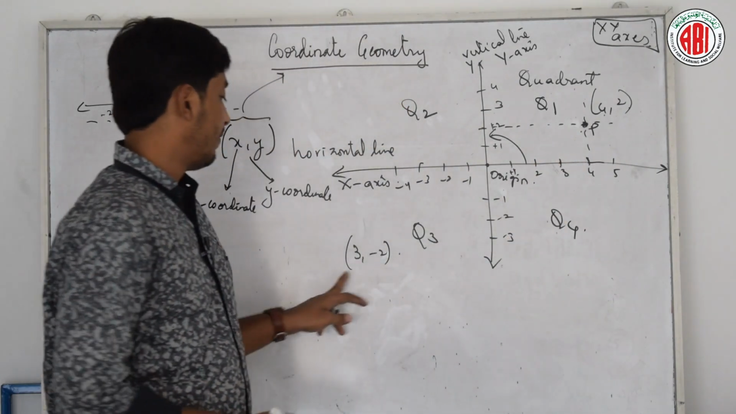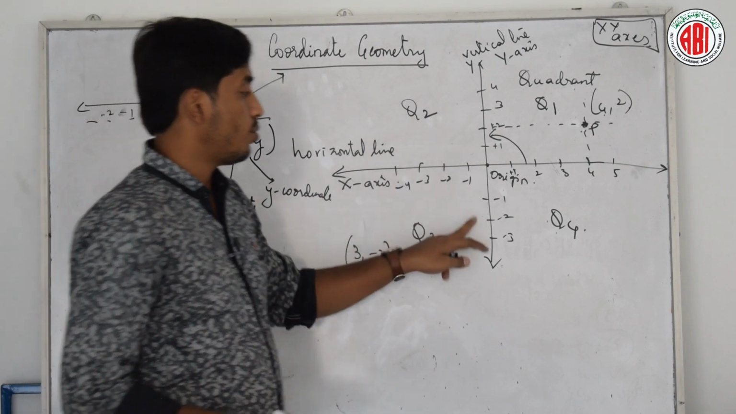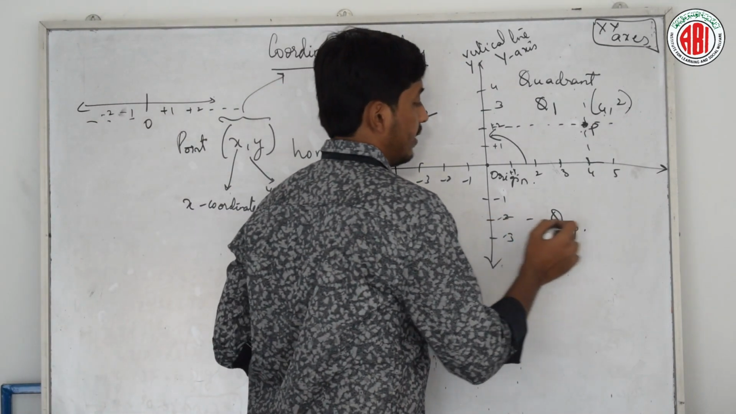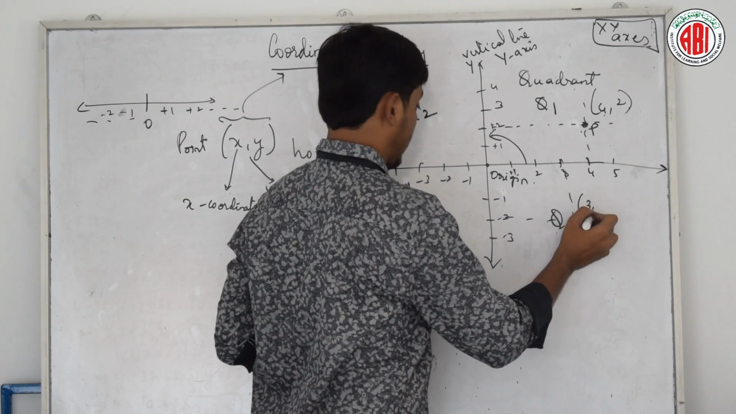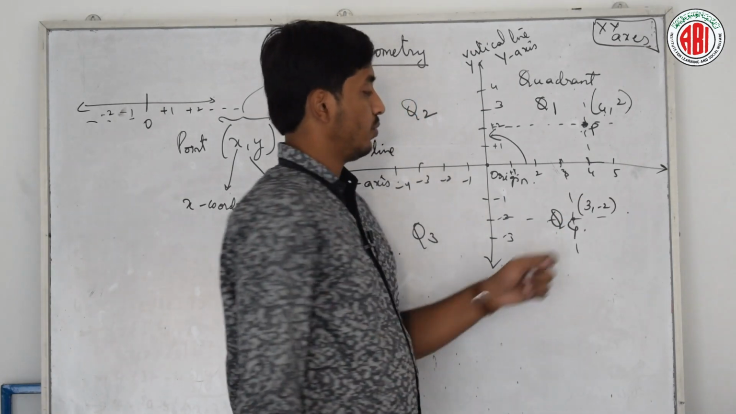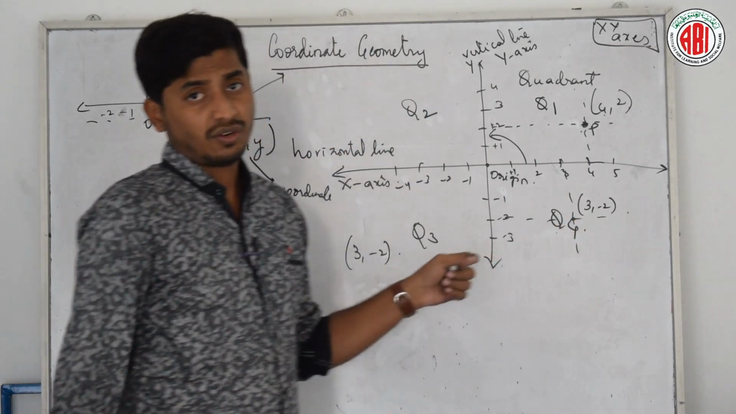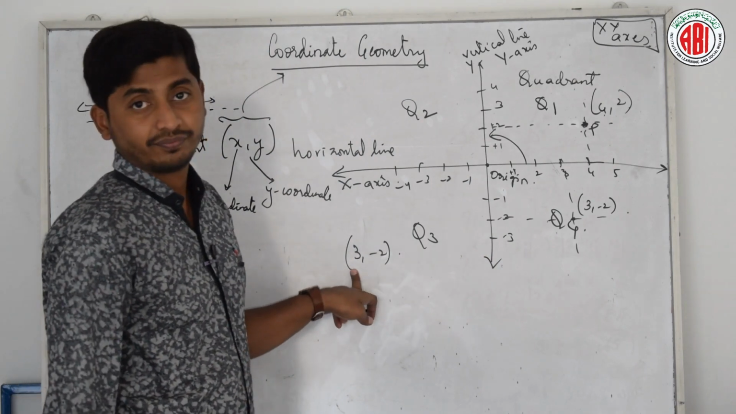Okay? Then y is minus 2. Where is minus 2? Here. Now let us join them. Here is a point. This is 3 comma minus 2. Yes or no? Can you plot that?